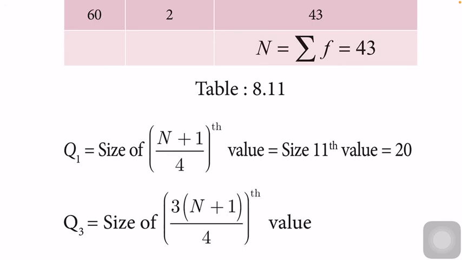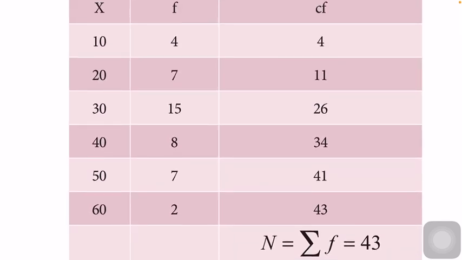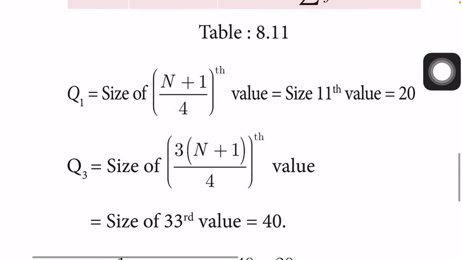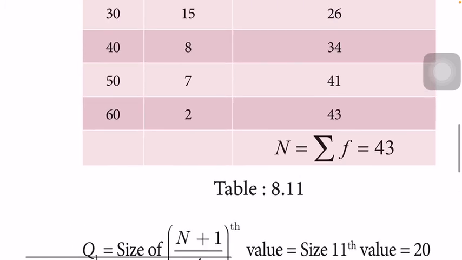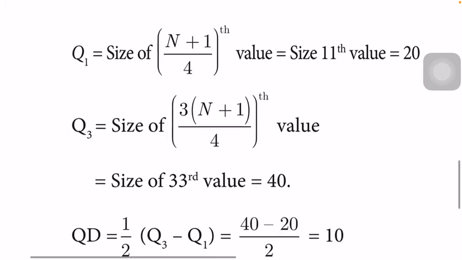First Q1, that is the size of (n plus 1) by 4th value. So, the size of (43 plus 1) by 4th value, that will be 44 by 4, and it is 11. The size of the 11th value is 20 here, isn't it? Look at this row. Q3 is equal to the size of 3 into (n plus 1) by 4th value, that is the size of the 33rd value, and it comes to 34. So, its value is 40.